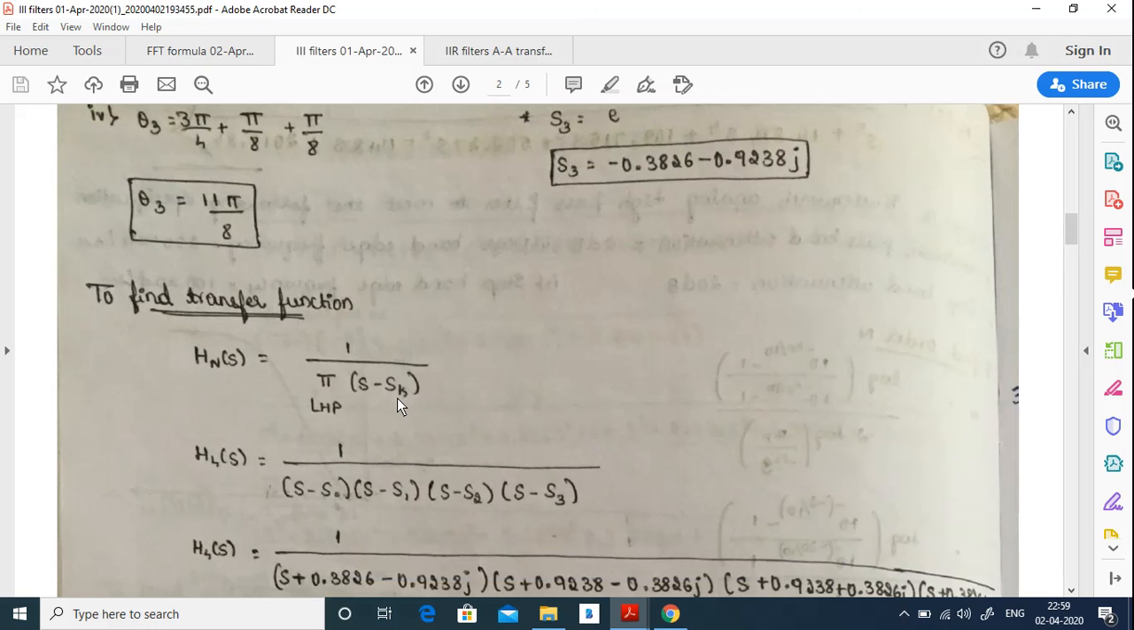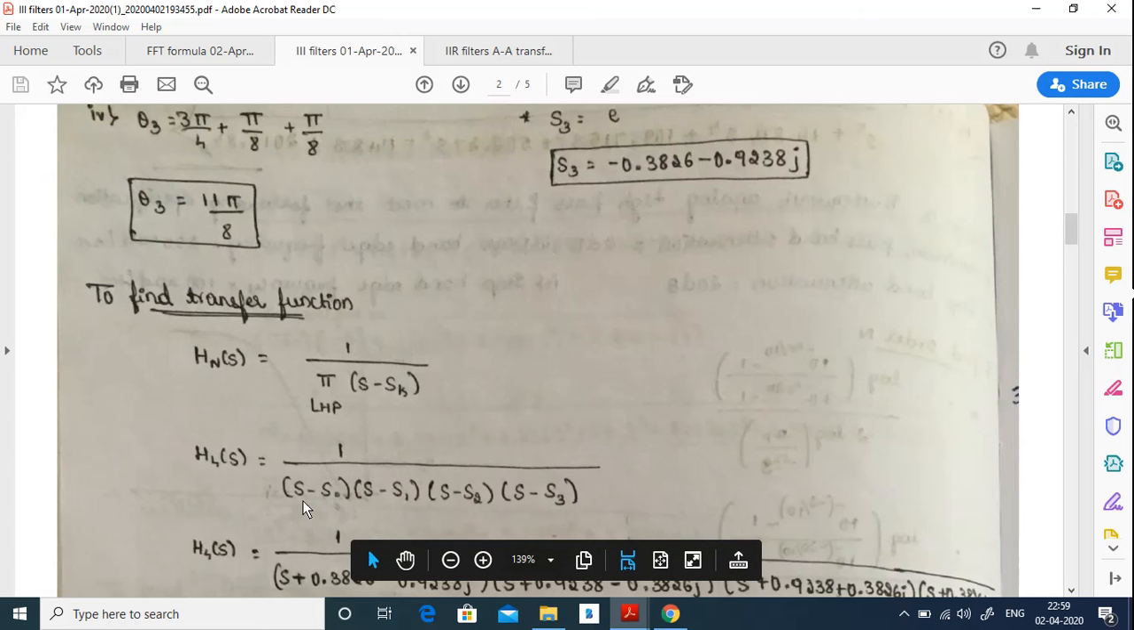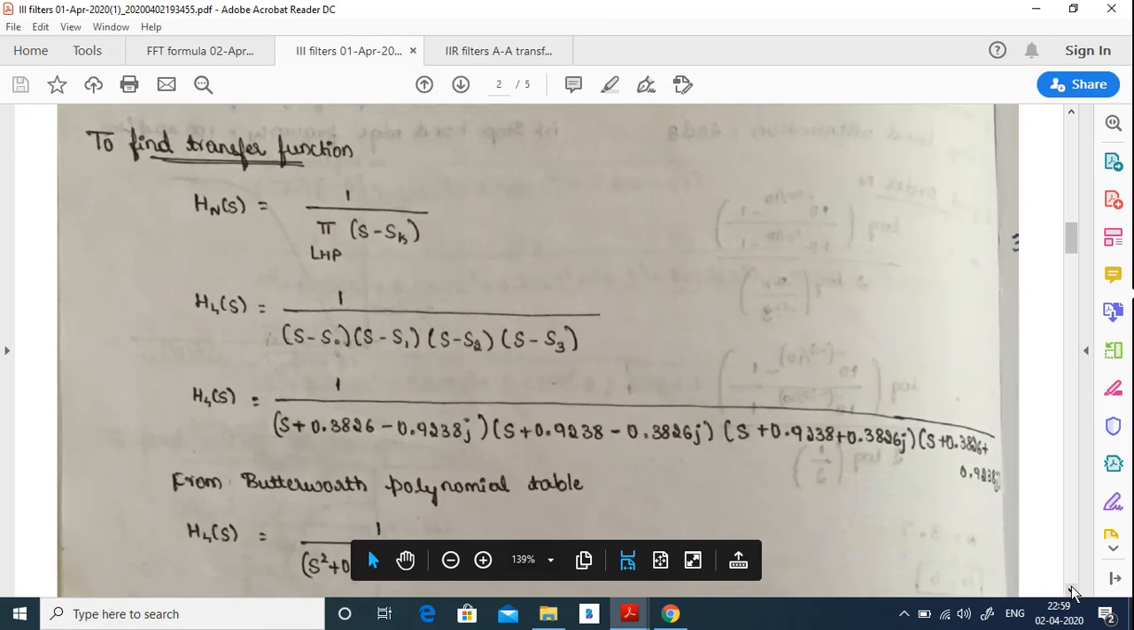we have how many poles? 4 poles, and this can be expanded like this. That is, H4 of s is equal to 1 by (s minus s0)(s minus s1)(s minus s2) as well as (s minus s3). Now substitute various values of poles, that is s0, s1, s2, s3. You will get back this and simplify this further.